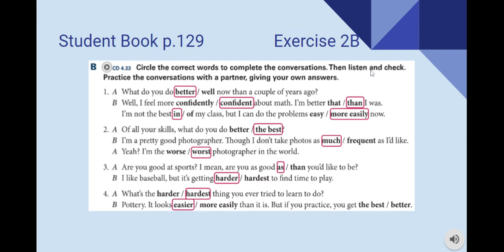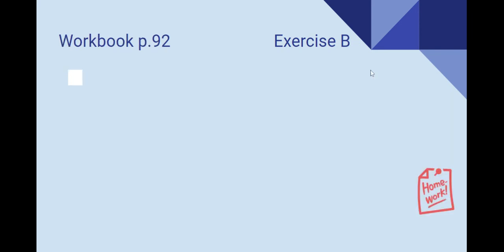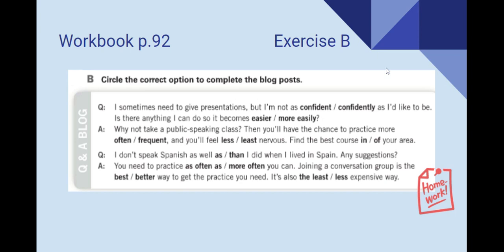Okay, did you have it correct? Great. Now let's continue. Let's go to workbook page 92, exercise B. Here, we need to circle the correct option to complete the blog posts. Let's do the first one. I sometimes need to give presentations, but I am not as confident or confidently as I would like to be. Well, here I am describing myself, so I'm going to use my adjective, confident. Pause the video while you work on the rest, please.